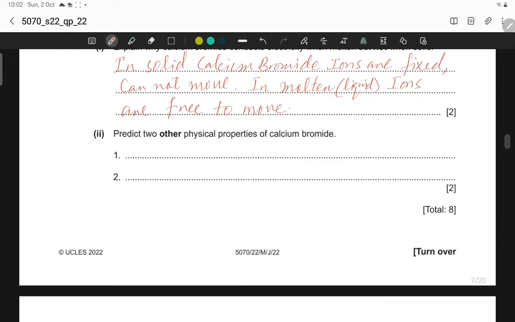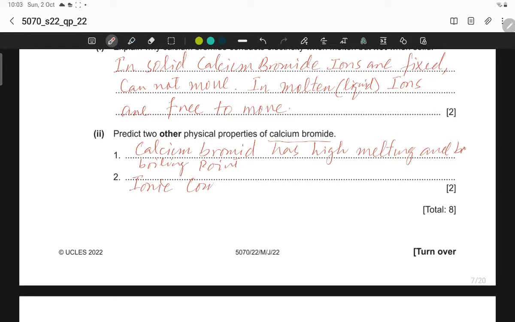Predict 2 other physical properties of calcium bromide. Calcium bromide is an ionic compound, so ionic compounds have high melting and boiling points. And ionic compounds are soluble in water. So write down: calcium bromide dissolves in water.